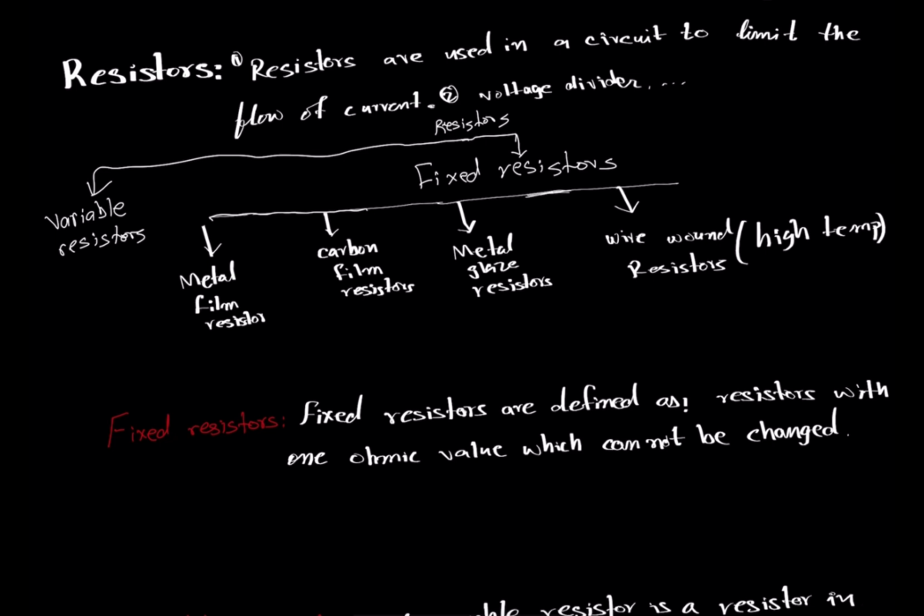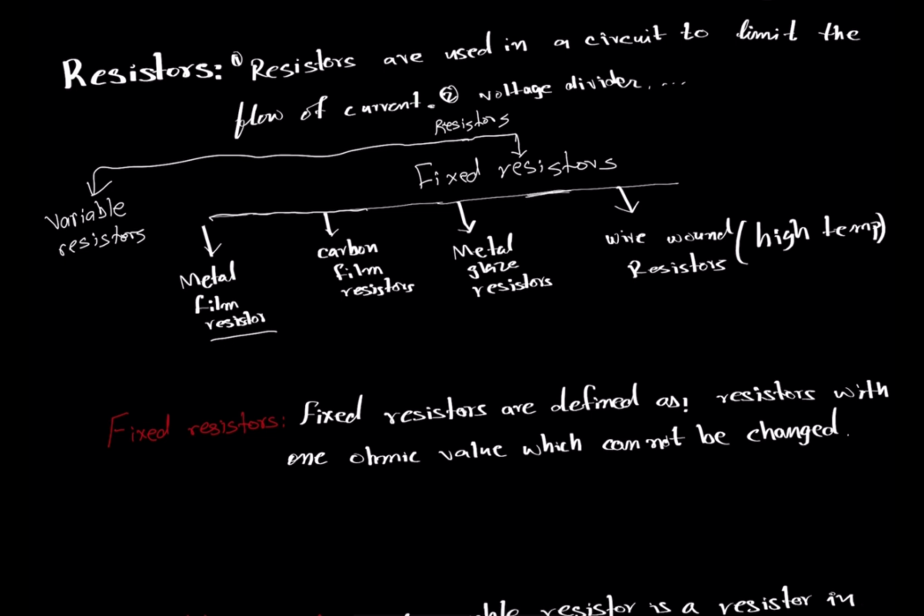And fixed resistors come in different kinds. They use different metals and different substances to make a resistor. For example, the metal film resistor uses metal to create the resistor. Then carbon film, and also metal glaze. Metal film and metal glaze resistors are different because metal glaze uses a combination of metal and glass. The fourth one is the wire wound resistor, which is very high temperature tolerant.